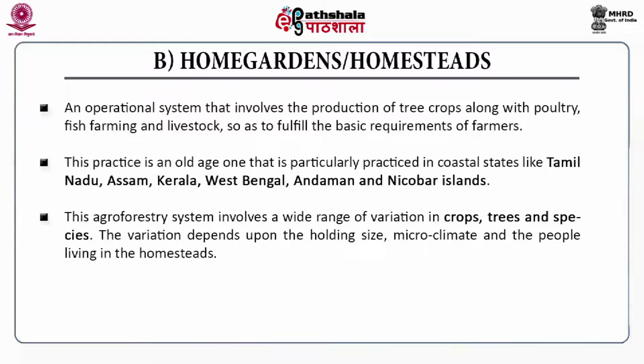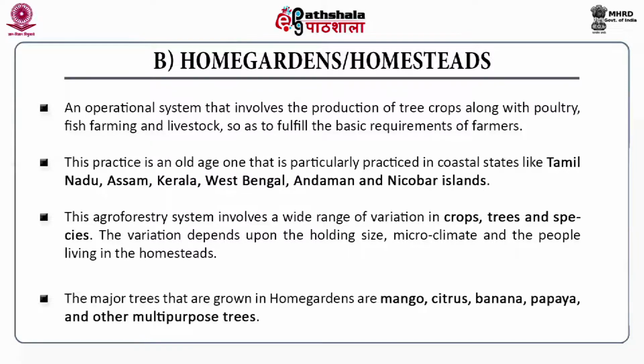This agroforestry system involves a wide range of variation in crops, trees and species. Now, the variation depends upon the holding size, climate and the people living in the homesteads. The major trees that are grown in home gardens are mango, citrus, banana, papaya and other multipurpose trees.